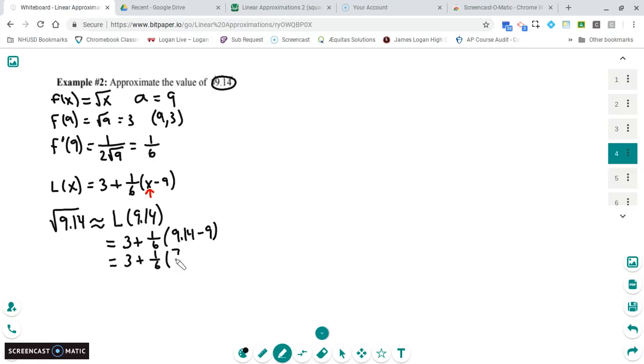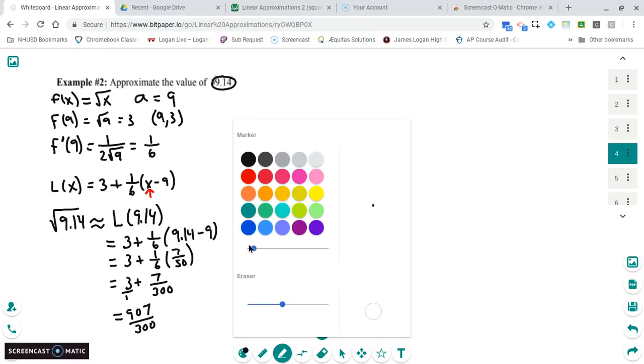If I reduce that, that's 7 over 50. All right, do a little bit of math in my head. That's 3 plus 7 over 300. If I get a common denominator, multiply numerator and denominator by 300, that's 900 over 300 plus 7 over 300, or 907 over 300. See, we can do that. That's a pretty easy calculation.